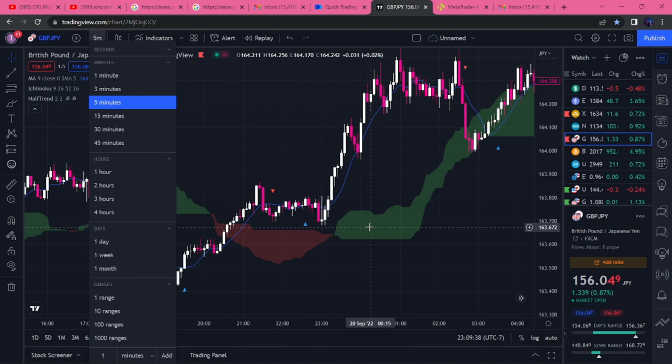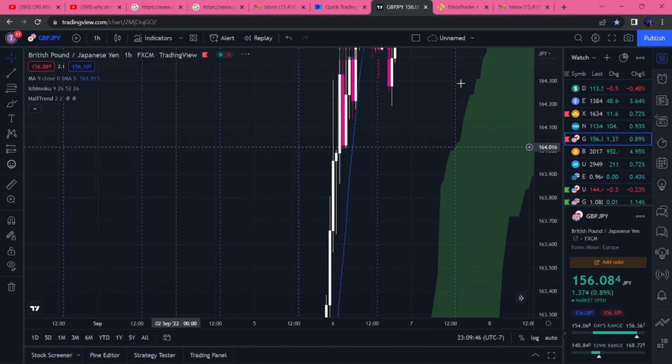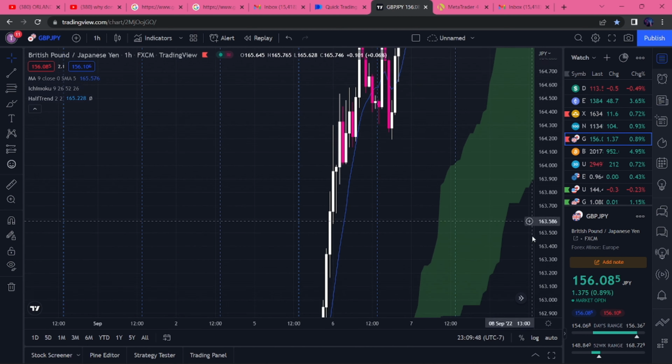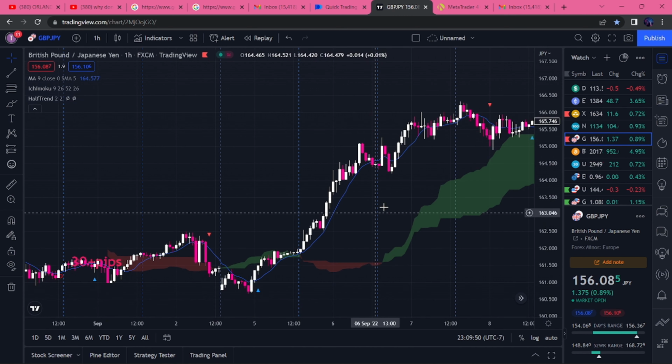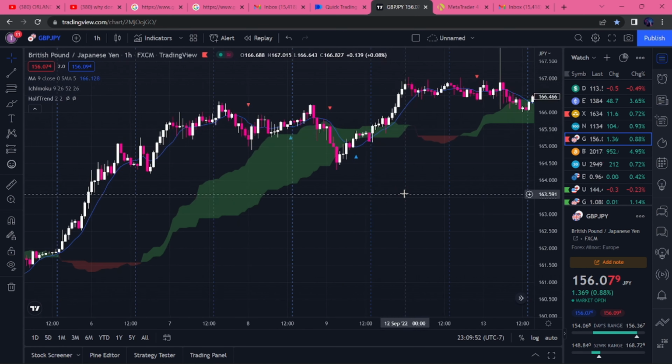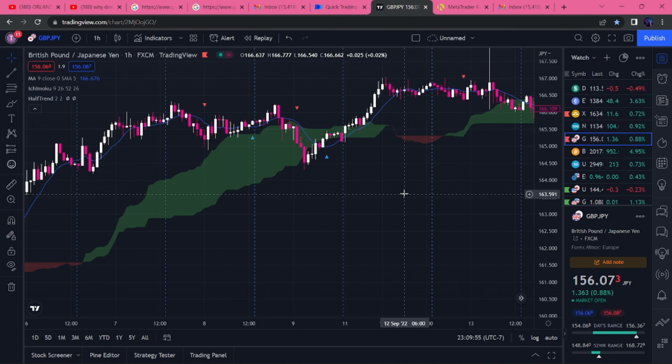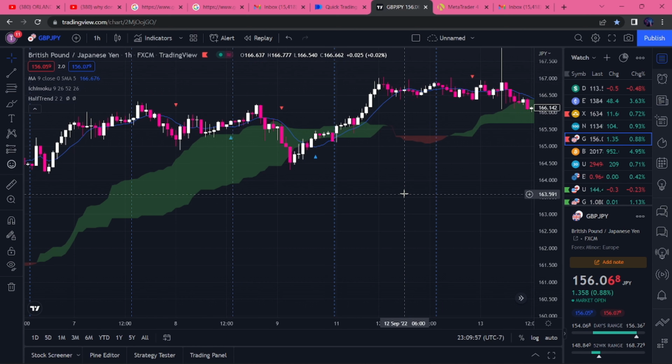Again, this is a 5-minute time frame. This is very much fast money. If you're a scalper, you're going to love this strategy. But let's go to someone who likes to work from the hour, and it works the exact same way. Doesn't matter which pair you're trading, it's going to work the exact same way.